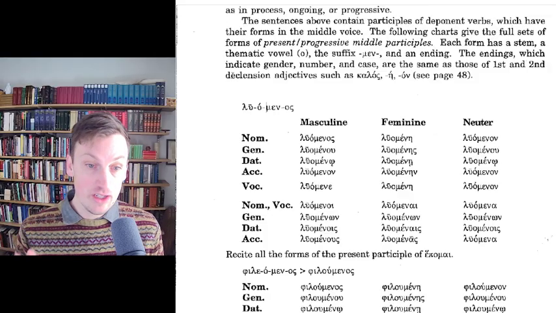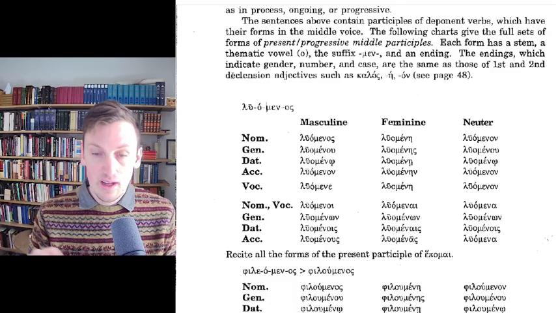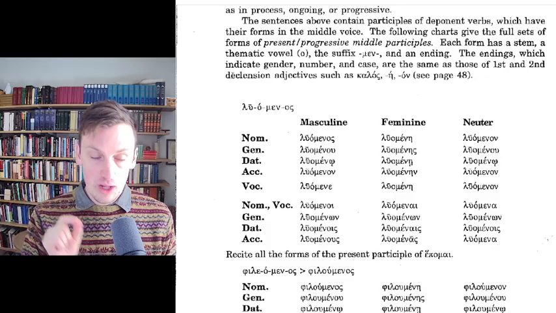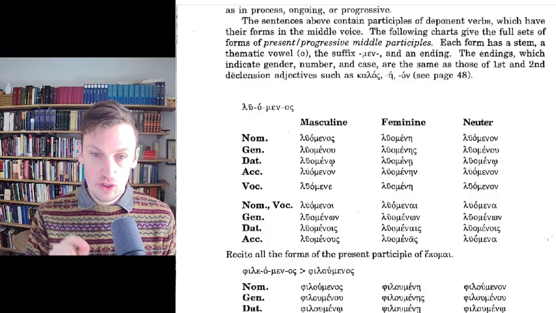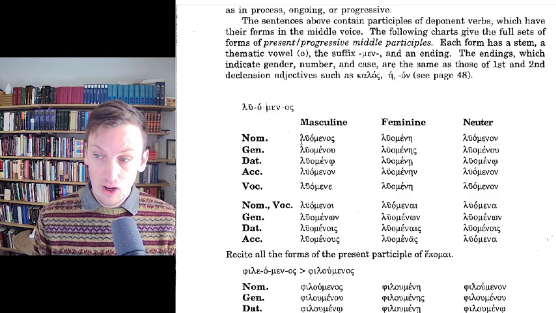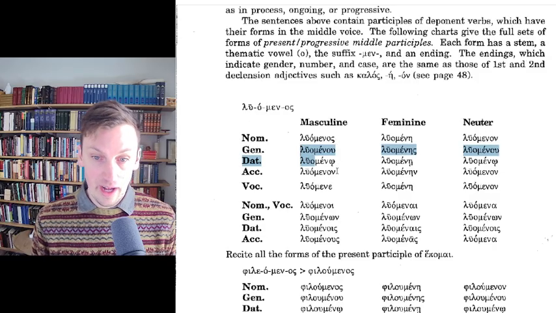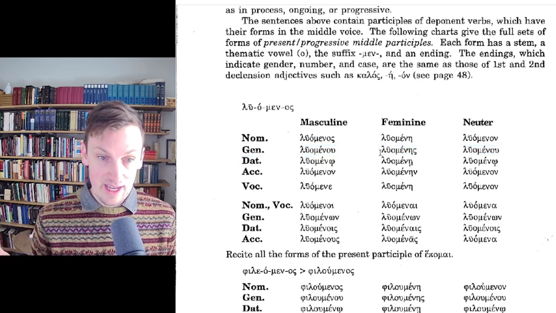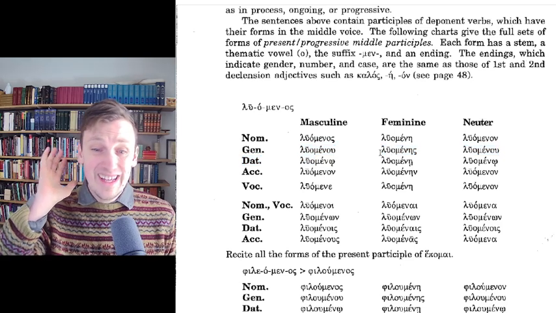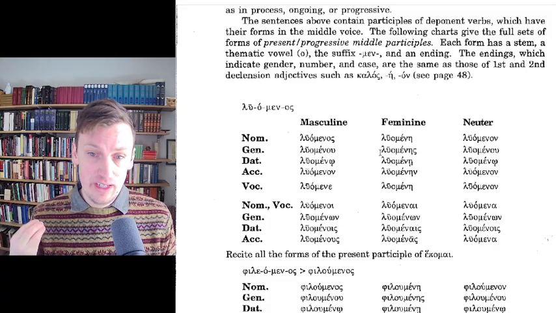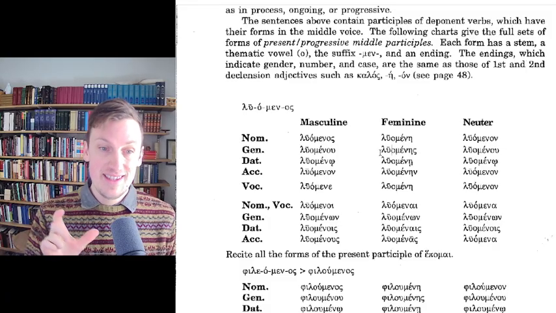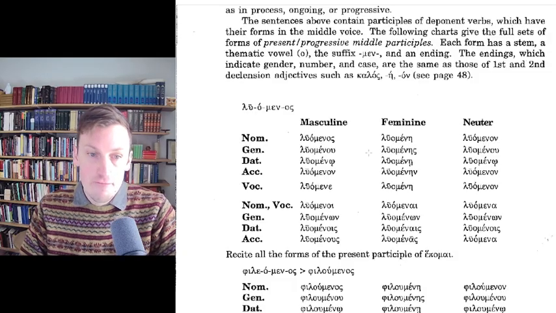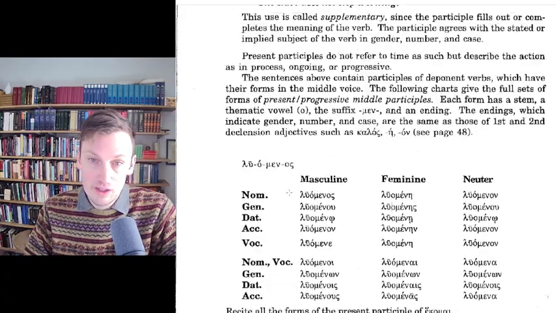And like most of the adjectives you learned, like basically all of them except for tis, this is a 2-1-2 adjective. All present middle participles will be 2-1-2 adjectives, which means the masculine here are second declension: os, ou, o, on, etc. And the feminine are first declension feminines: a, as, a, an. Good? So these are exactly what you'd expect of a 2-1-2 adjective, just instead of having a noun stem, or another adjective stem, it has a verb stem. It's built off of luo.